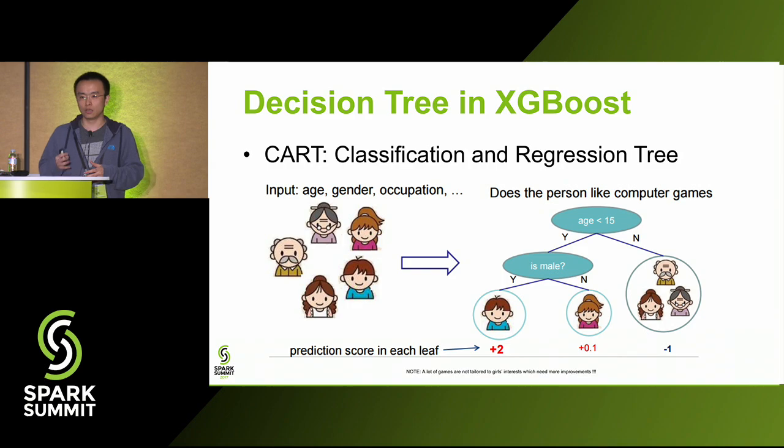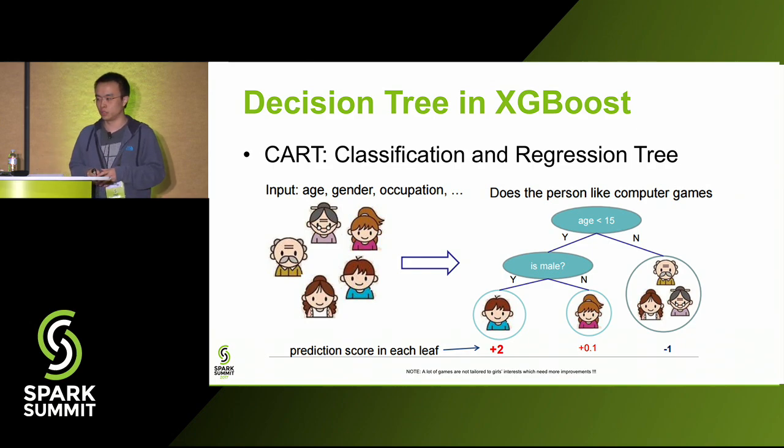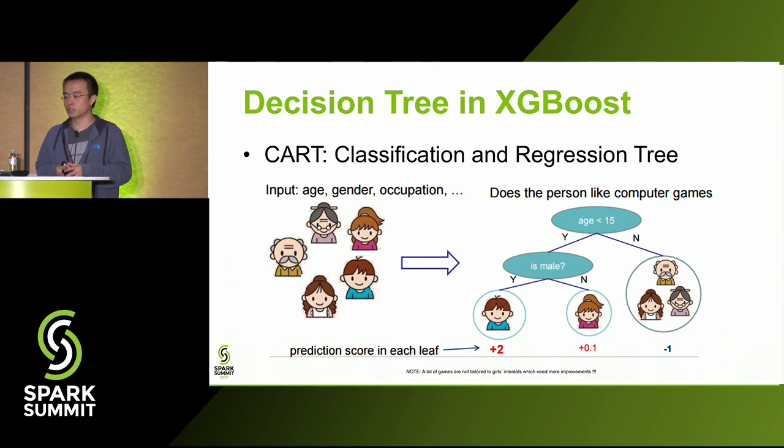And then in the lower level, in the younger group, maybe because a lot of games are not properly tailored to girls' interests, we can separate the data sets further based on the gender of the person. And specific to the classification and regression tree, it will assign a score to each leaf node of this tree, and the data points associated with that leaf node will get that score and use that score as a basis to answer a predictive question. And here, the youngest boy gets +2. It means that he most likely likes computer games.